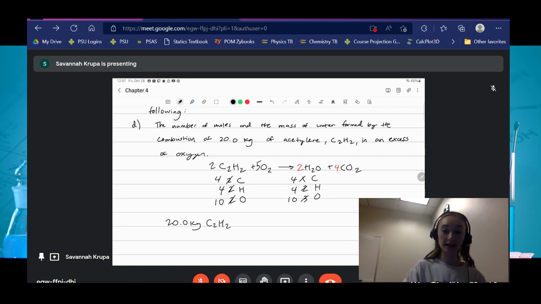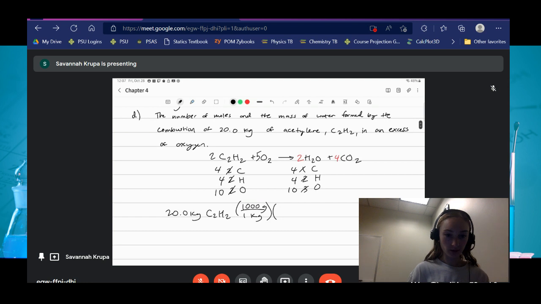And so we're going to want to get to water. It's asking for the moles and also the grams. We're starting with kilograms here, so we want to get that to grams. In 1 kilogram, there's 1,000 grams, just so that we have even units all the way across. And now we want to go from grams of acetylene to moles of acetylene, and that requires a molar mass. So let's calculate the molar mass.